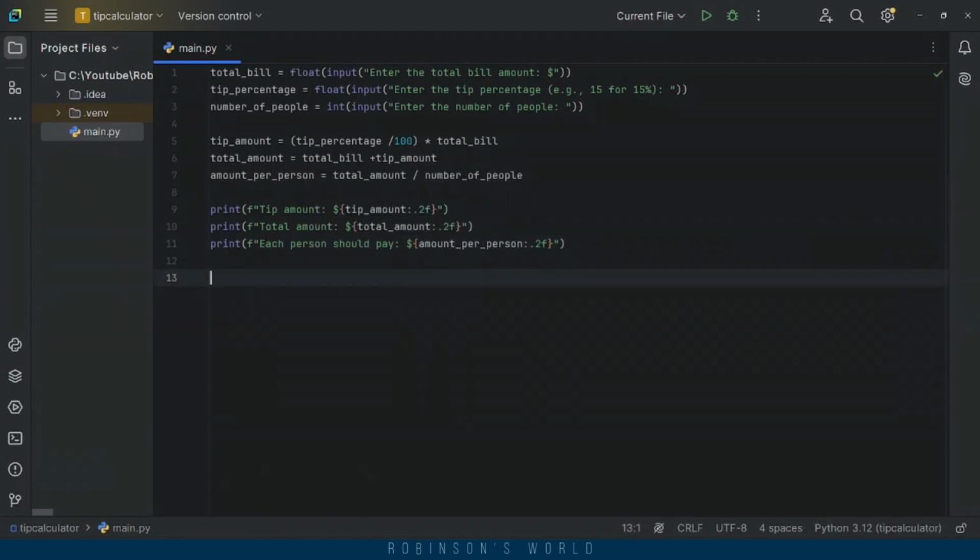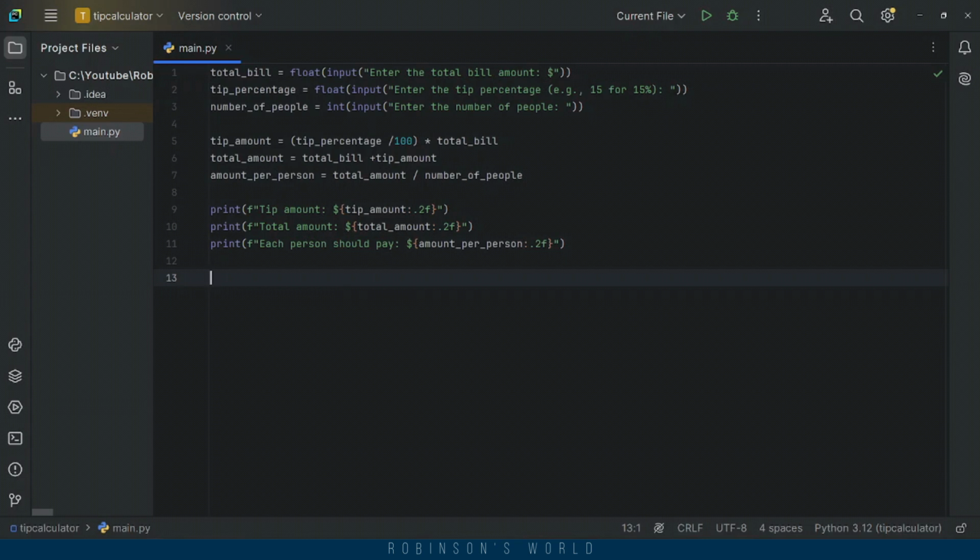We use formatting strings to display the result. The :.2f format specifier ensures that the amounts are displayed with 2 decimal places, which is common for currency values. This makes the output user-friendly and easy to understand. Let's see the full program in action.